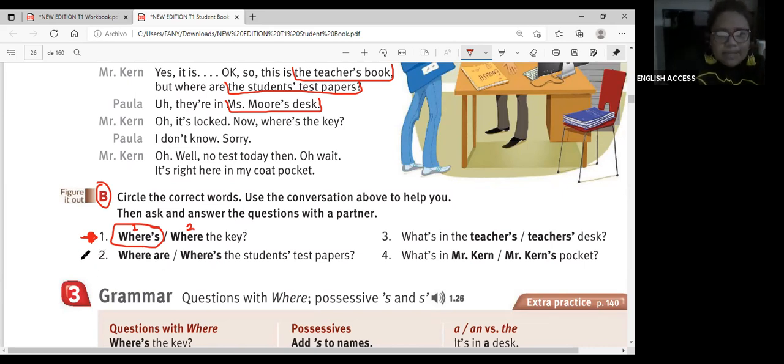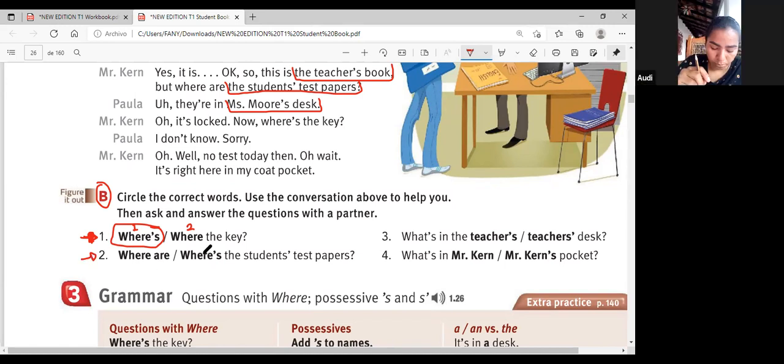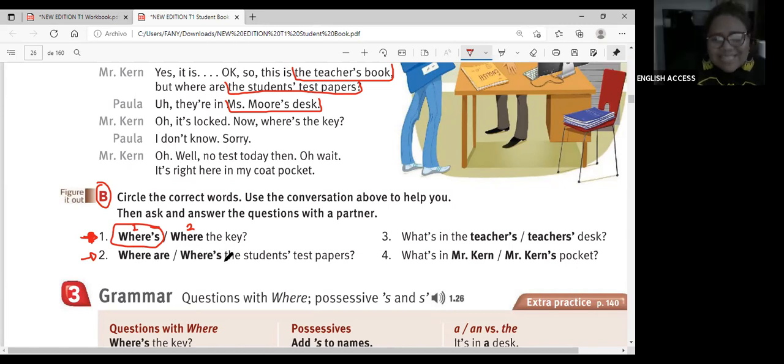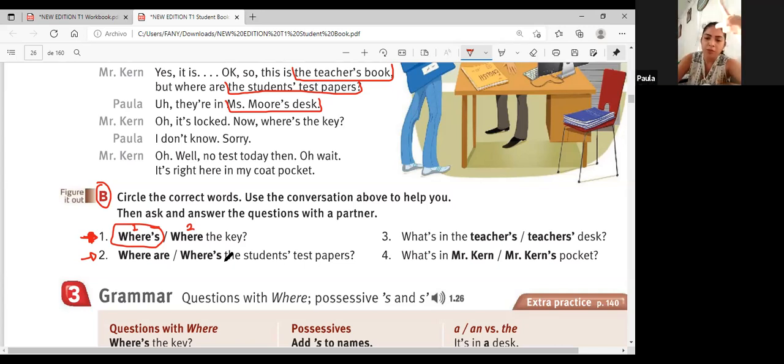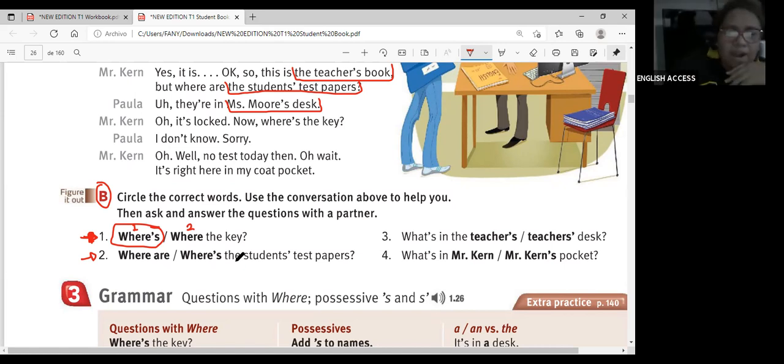Muy bien. A ver, Paula, number two. Where are or where's? The students' test papers. Where are? Yes, because it's plural. Where are the students' test papers? Good.